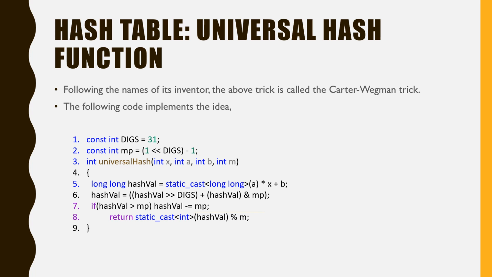The above computation trick is due to Carter and Wegman and is called the Carter-Wegman trick. The corresponding implementation is shown here. Here, the variable np corresponds to the parameter p, and digits correspond to k. In line 6, the two parts at the right-hand side of the equation show the computations of q prime and r prime respectively. Line 7 computes r, and line 8 directly computes r modulo m as the only direct modulo computation applied in this function.